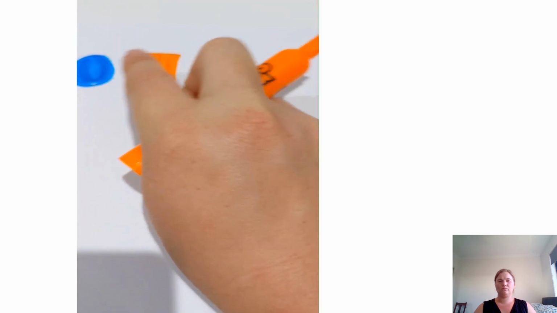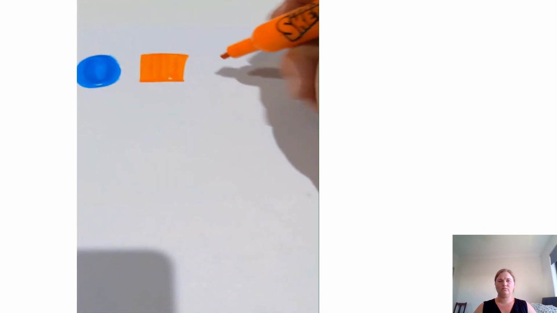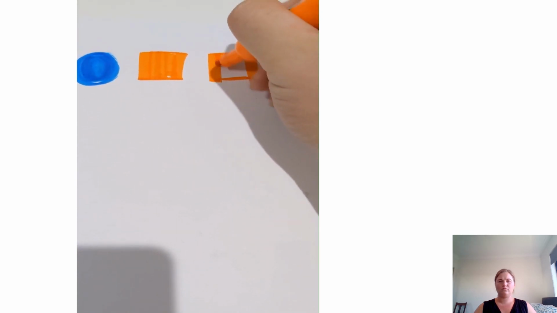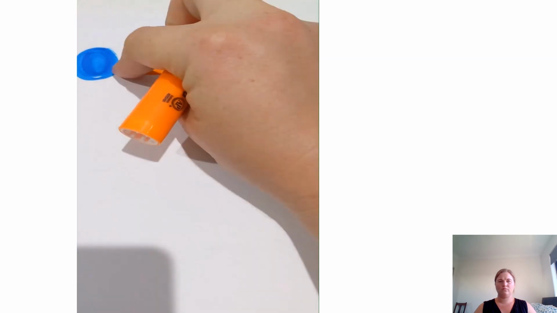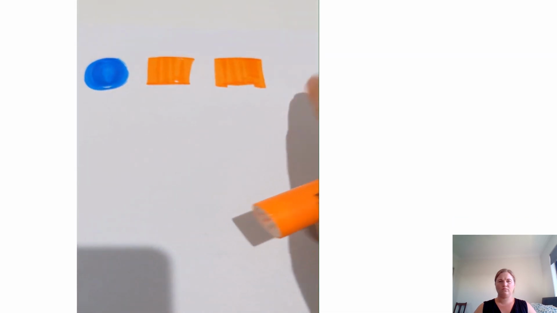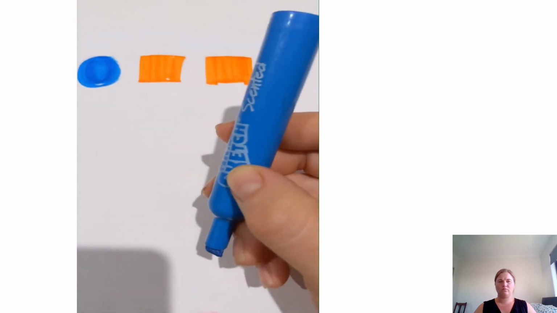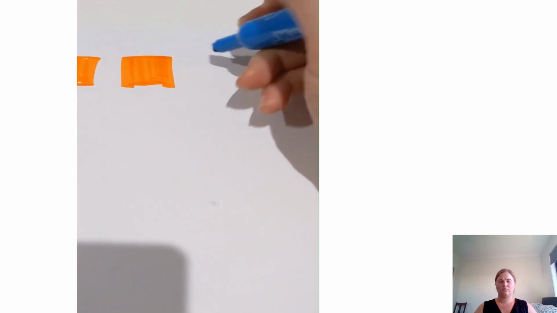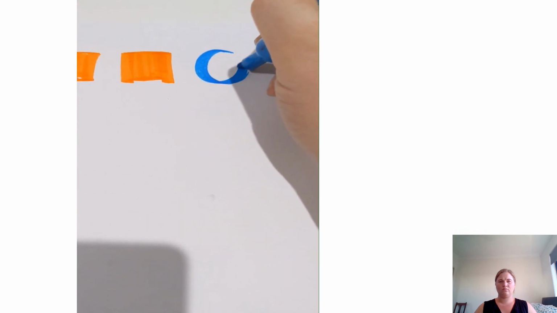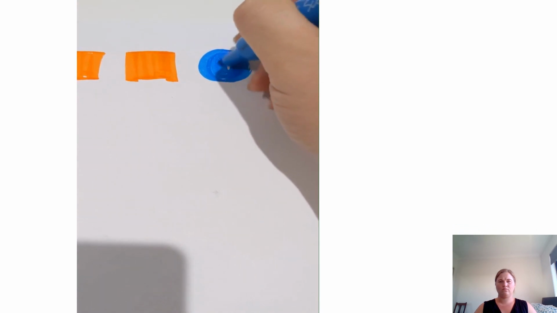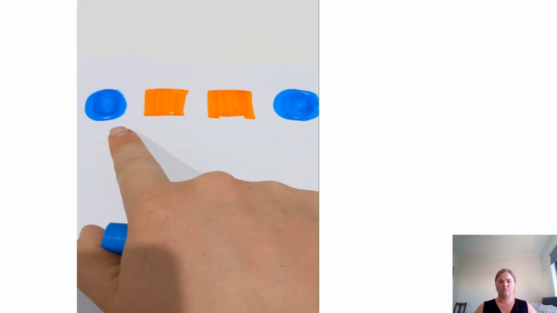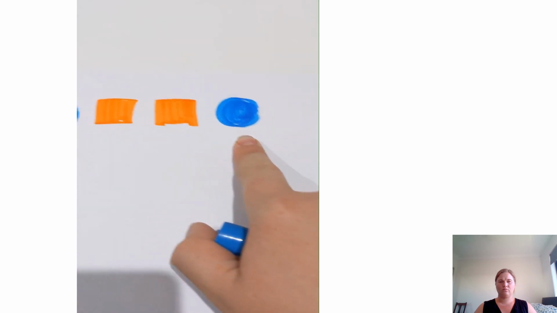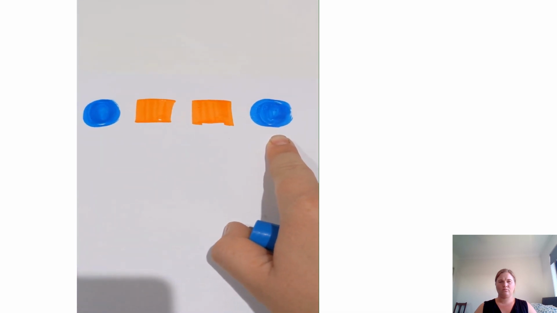So far I have a circle, a square. Ooh, I'm going to do another square this time. Circle, square, square. Now I'm going to start back at the start again of my pattern. I'm going to get my blue and I'm going to draw another circle. Colour it in. So I have a circle, a square, a square, a circle. I wonder what's going to come next.